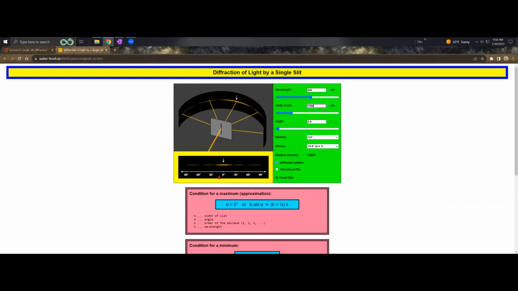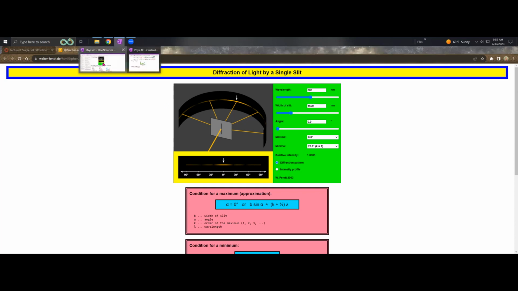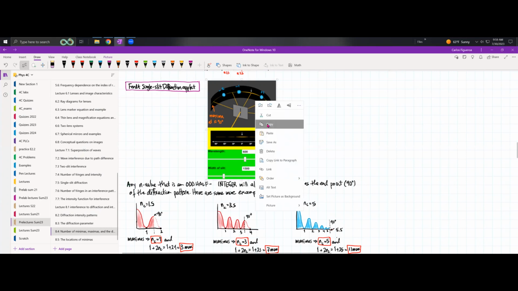And what you're seeing here is that there's the central max. Now let's count the minimas. There's 1, there's 2, but note that there's light here at 90 degrees. If I copy this and put this into my OneNote, it looks something like this.